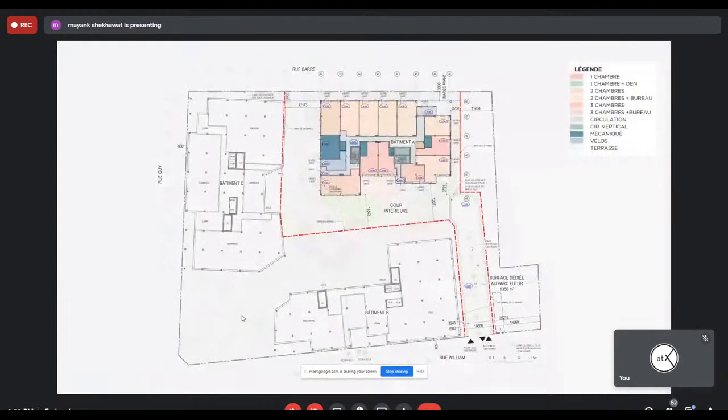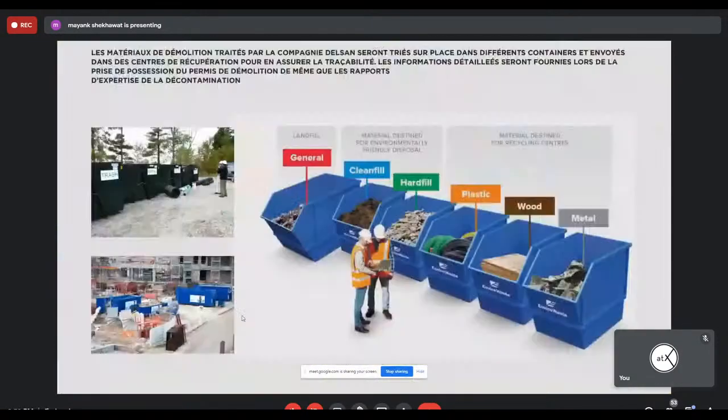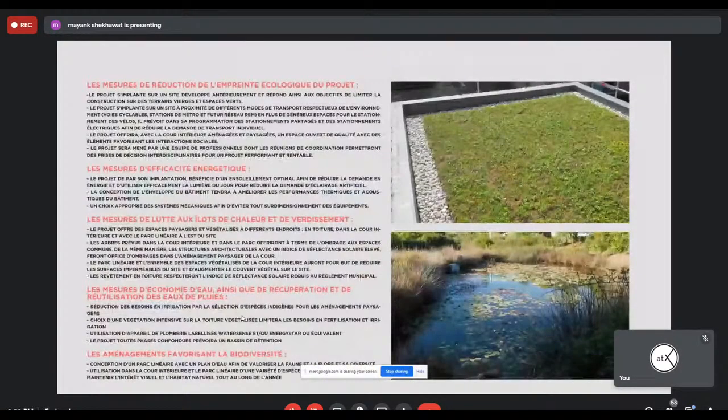So this is a green roof. Now, I don't have a detail right here in the presentation, but I could definitely share one with you, the one that we usually use.